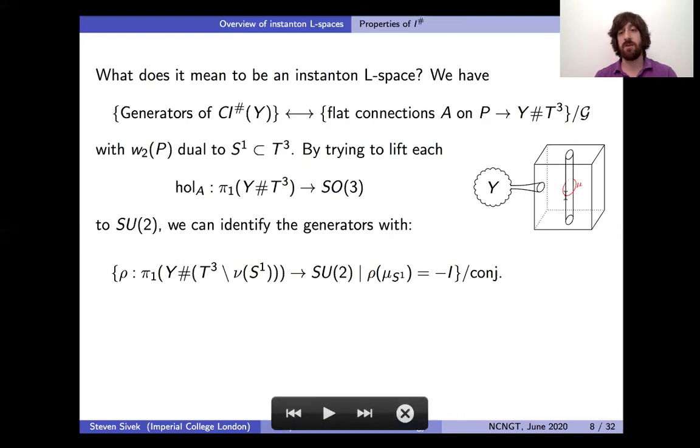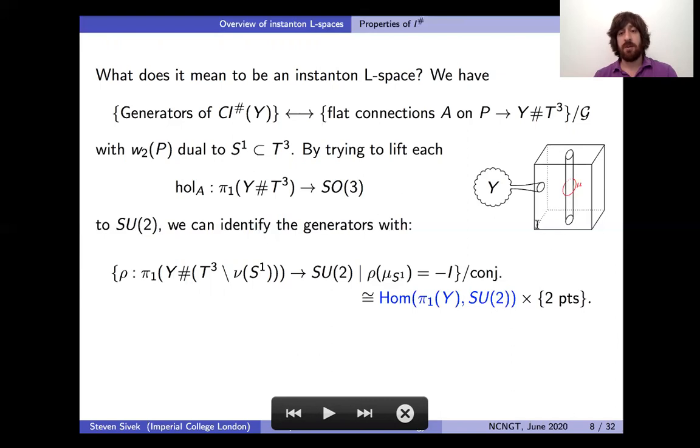So we can identify the generators with representations of the fundamental group of Y plus T3 minus that circle into SU2. And the reason it's supposed to give us an obstruction is that rho of the meridian of that circle has to go to minus I. So it doesn't actually lift to an SU2 representation if you try to fill that back in. And again, this is done up to conjugacy, in other words, up to the gauge group.